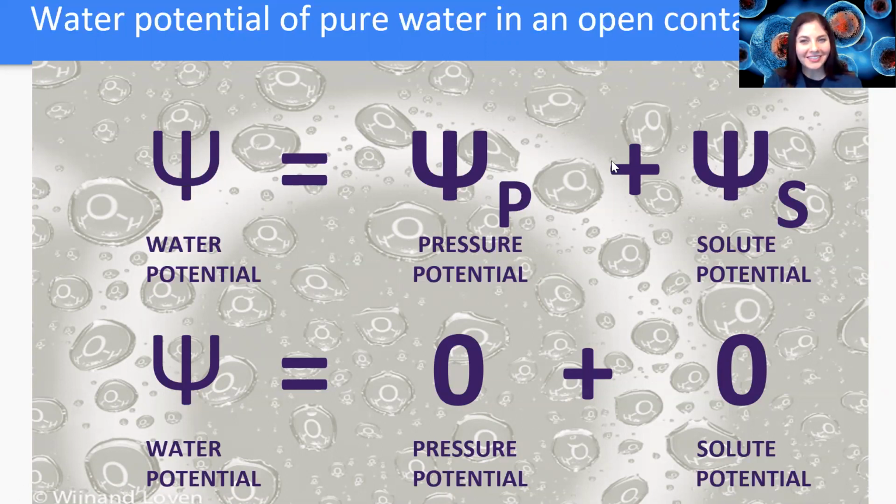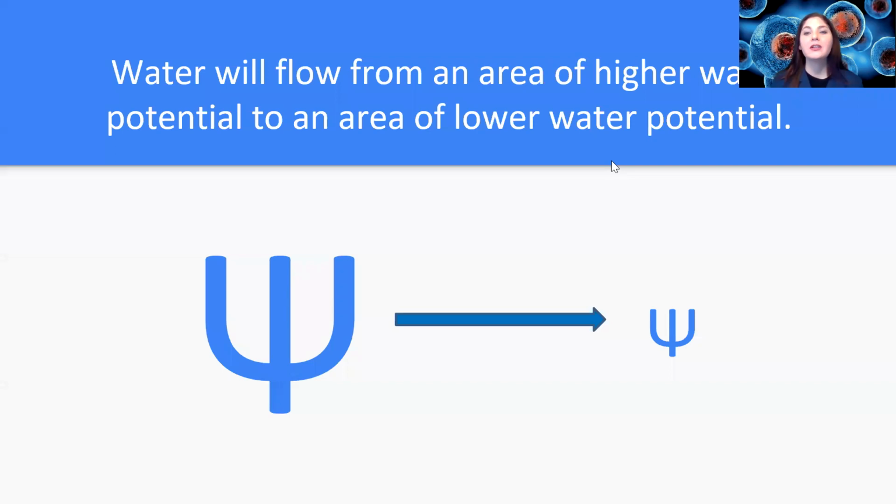Now, in biology class, that's probably never going to happen because we're going to be doing a lot of different experimentation, and cells aren't typically in an open container with pure water. They have all kinds of different solutes in them, and we have to be able to calculate that water potential to determine which direction water is going to flow. Water always flows from an area of higher water potential, which is why this psi is really big, to lower water potential, or to an area where there is less water. So it's going to flow down that concentration gradient.